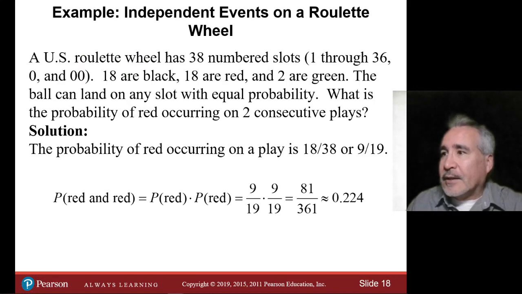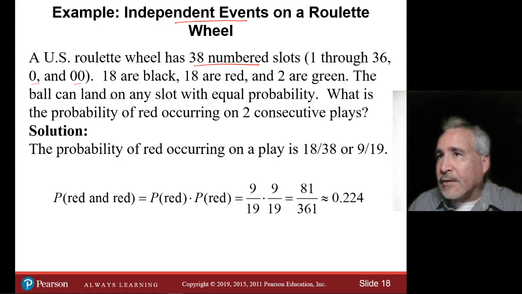Okay, so independent events on a roulette wheel. Independent means one thing happening doesn't affect the others. There are 38 numbers on a roulette wheel, 1 through 36, and then you get a 0 and a 00. We've got 18 black, 18 red, and 2 green. The ball can land on any slot with equal probability. It goes around and lands on a slot, but it can only land in one.